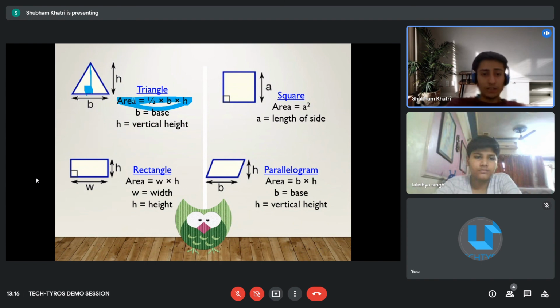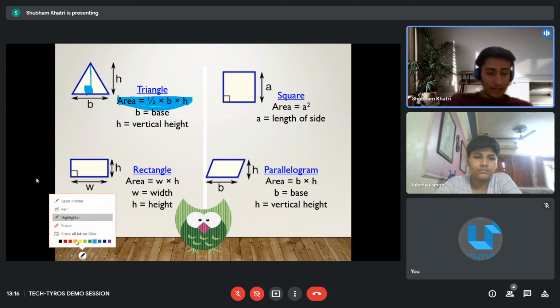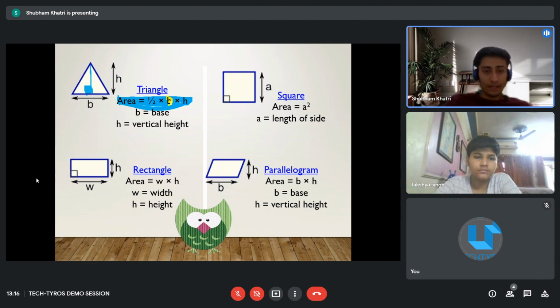You need to remember this formula. I'll highlight the formulas that are required to learn. It is very easy to calculate the area of a triangle. We just require breadth and height over here. Two things are required, where B is the base and H is the vertical height, that is, if a perpendicular is drawn with an angle of 90 degrees.